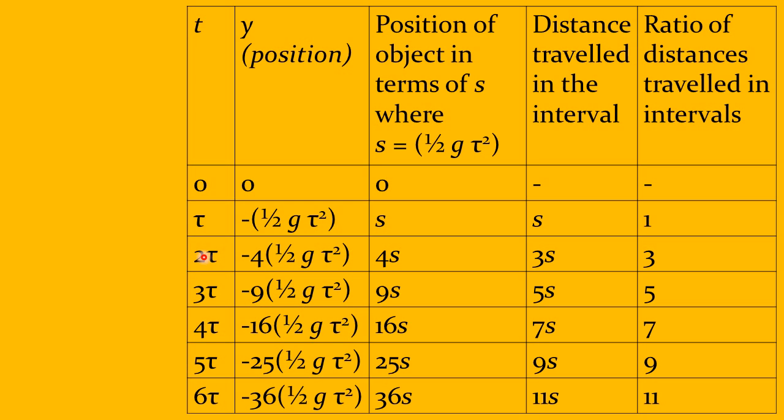2 tau minus tau is tau. So this interval is tau. 3 tau minus 2 tau is tau. So this is also tau. So these are all equal intervals.